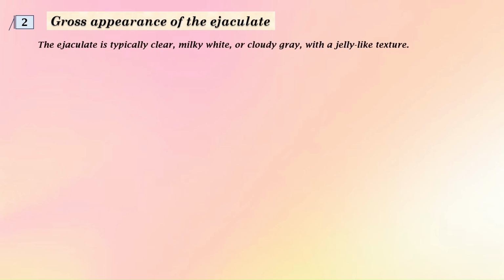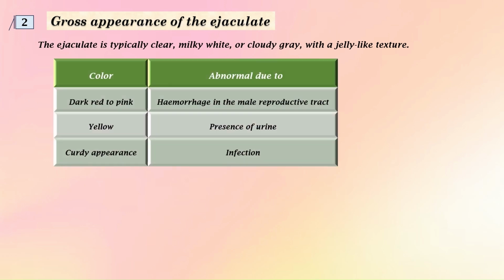The second factor is gross appearance of the ejaculate. The ejaculate is typically clear, milky white, or cloudy gray, with a jelly-like texture. Change in color implies an abnormality. If the ejaculate is dark red to pink, it indicates hemorrhage in the male reproductive tract. Yellow color is due to presence of urine, and curdy appearance indicates presence of infection.